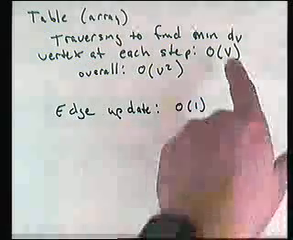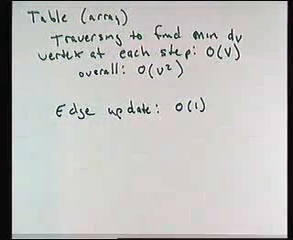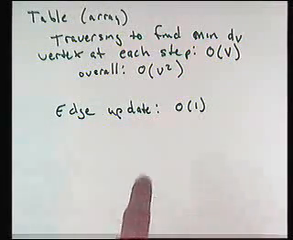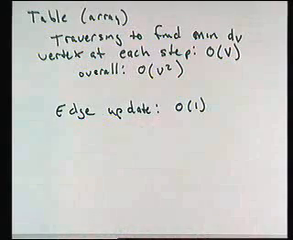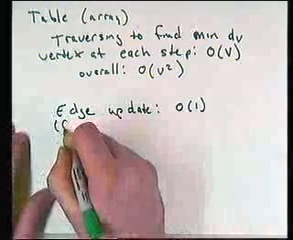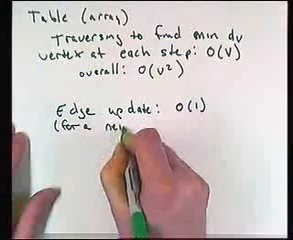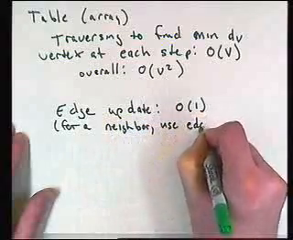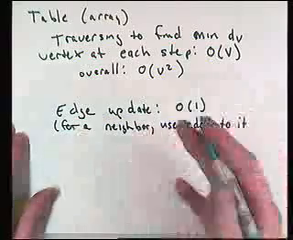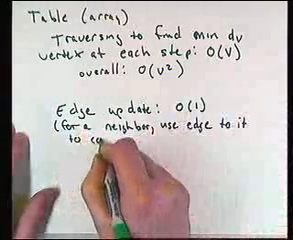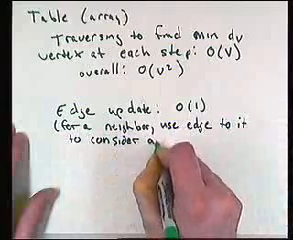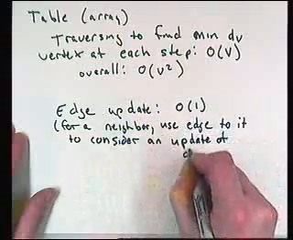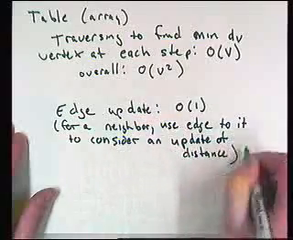So I'll say it takes me order V time to find a vertex. Given that vertex, as I look at its neighbors one by one, updating the neighbor cost, this is saying for a neighbor, use the edge from your current vertex to that neighbor to consider an update of distance. That was what we're dealing with here.